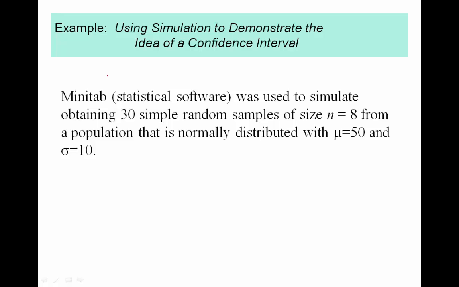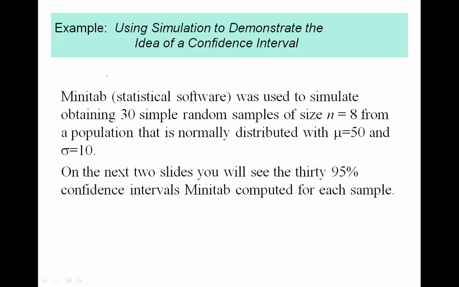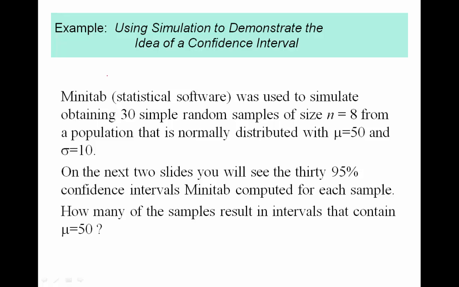The computer has the whole population in this example, and it took 30 simple random samples of size 8, and it calculated the mean and the standard deviation and the confidence intervals for all of those to test and see, are we really going to get 95% confidence intervals that contain that true mean of 50? So on the next two slides, you will see those 30, 95% confidence intervals that Minitab computed for each sample. How many of those samples result in intervals that contain a mean of 50?